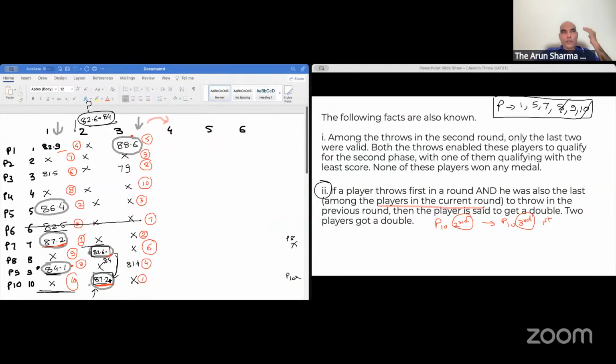Who are the qualifiers? The qualifiers are P1, P5, P7, P8, P9, and P10. And the other factor is that the order of throwing is reversed. The highest throws first.